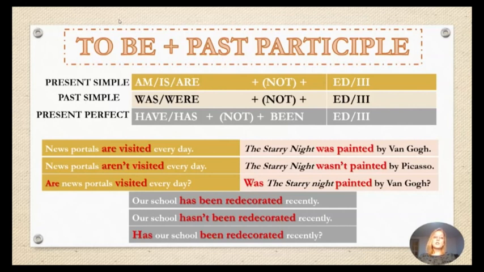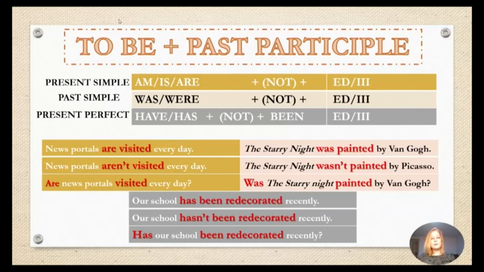When we make a question, we put the verb to be at the beginning of the sentence. Are news portals visited every day? The same goes with past simple. The Starry Night was painted by Van Gogh. The Starry Night wasn't painted by Picasso. Was the Starry Night painted by Van Gogh?